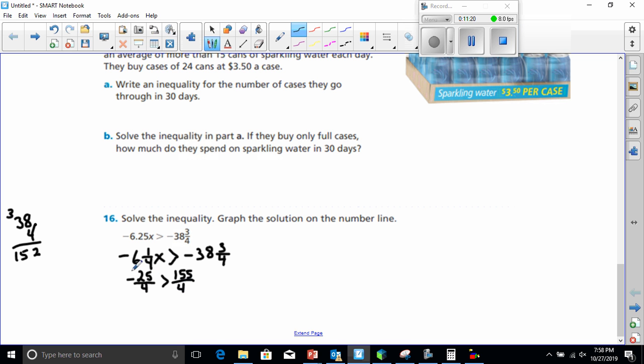Now, in order to do this, I have to remember there's an x over here. I'm going to have to multiply this by the inverse. The inverse of negative 25 over 4 is negative 4 over 25. I'll multiply this to this side, which will cancel all this out and leave x by itself. And I've multiplied by a negative number, so that means my symbol has to be turned around. And now whatever I've multiplied to one side, I have to multiply to the other.